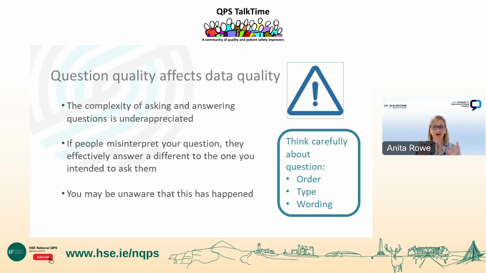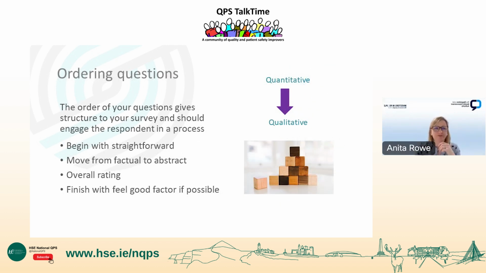So this means that to counteract some of these issues, we need to think really carefully about that design, that architecture of our survey. We need to think about the order of the questions. We need to think about the type of questions that we ask, and we need to think about the wording in them.